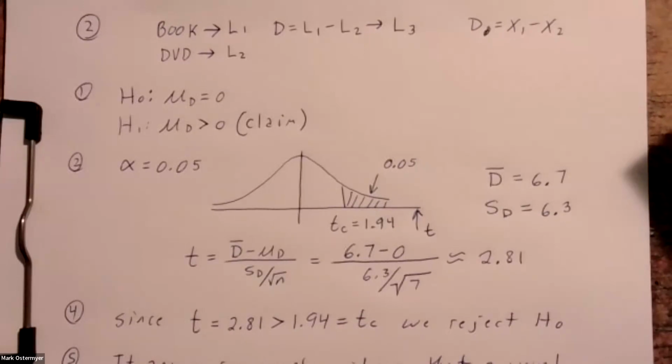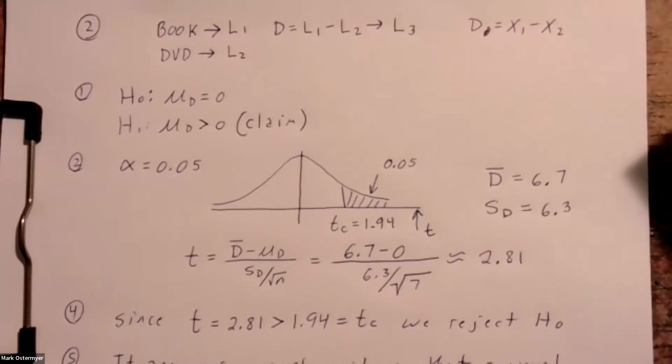The scores on a retention quiz would be higher if you read the novel versus if you watch it on DVD. So that formulated my alternative hypothesis: mu sub d is greater than 0. That's my claim. The null hypothesis, of course, would say the mean difference of the matched paired observations is 0. Testing at 5%, this is an upper tail test.